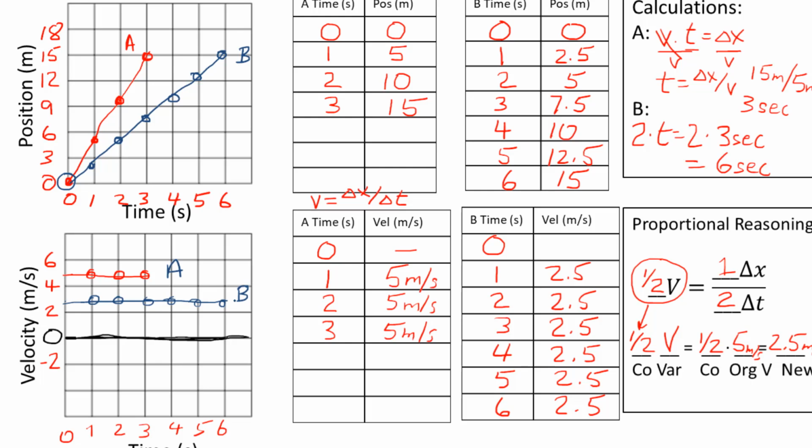So there you have it, an example of motion maps, graphing, and proportional reasoning from the T1C1 packet. Good luck.